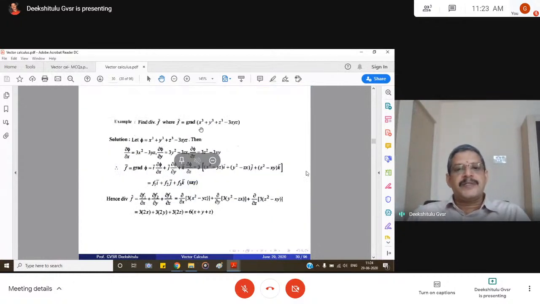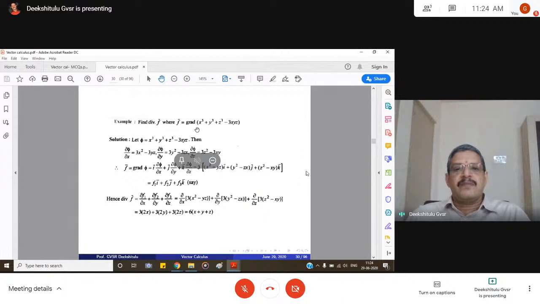So, some problems on this. Find the divergence of F, where F is the gradient of this. F is a gradient of this, and then find the divergence. Let this surface be phi, x cube plus y cube plus z cube minus 3xyz. Then the gradient is dou f by dou x i plus dou f by dou y j plus dou f by dou z k.